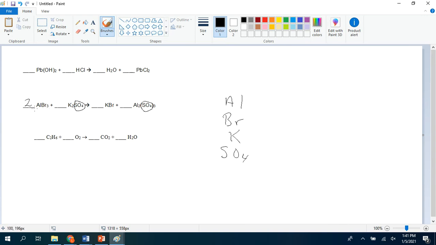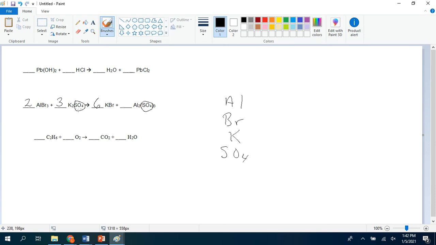Now I have 6 bromines, right? 2 times 3 is 6 for bromine. So I'm going to put a 6 here because there's only 1 here. So 1 times 6 is 6. So now my bromines are equal. I fixed aluminum, 2 and 2. I fixed bromine, 6 and 6. That made me have 6 potassiums, and over here I only have 2. So that means I'm going to need to put a 3 there so that I can have 6 potassiums here. 2 times 3 is 6.